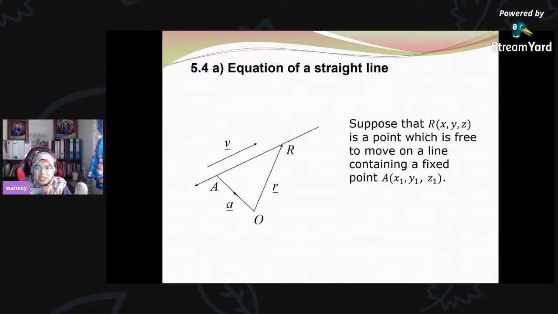Suppose that R, (X, Y, Z) is a point which is free to move on a line containing a fixed point A. So this is R. R is any point on the line. So this is the line. R can be any point on this line. So R is X, Y, and Z. Containing a fixed point. So on our line, we have a fixed point called A. The coordinate for them is X1, Y1, Z1. So this is the fixed point.